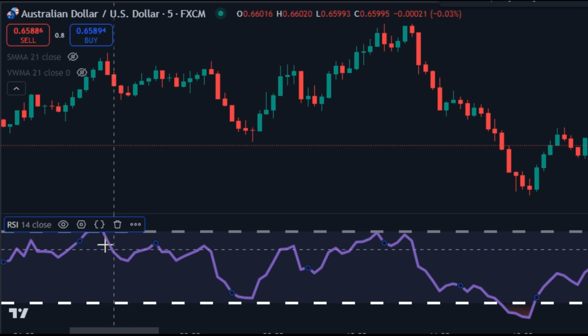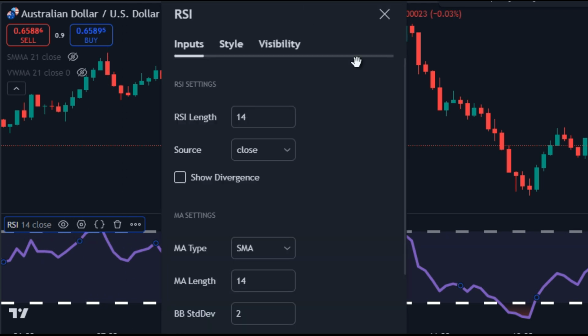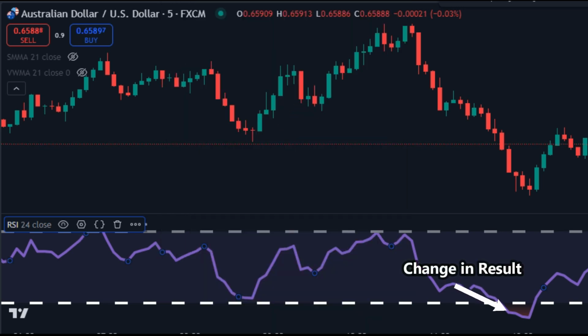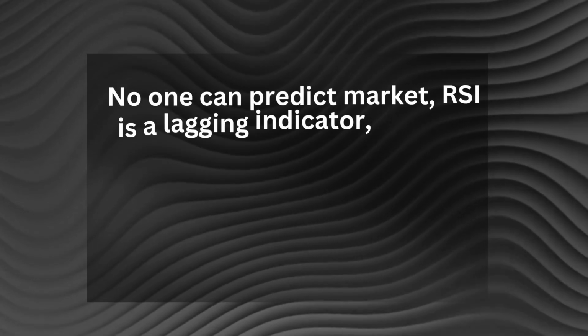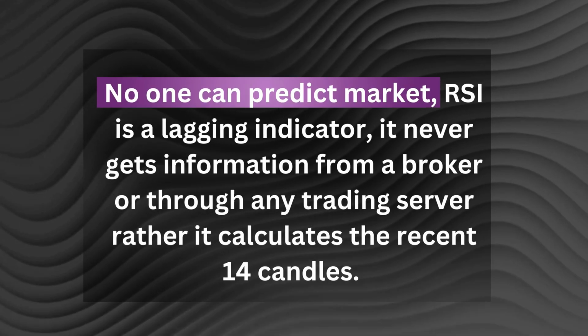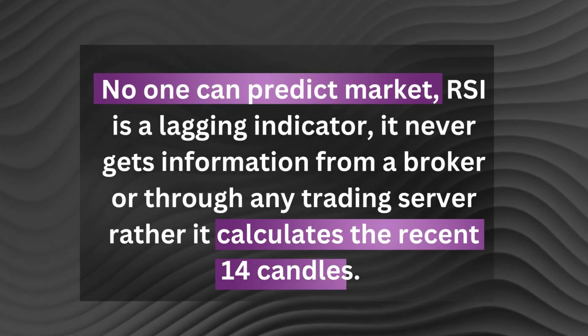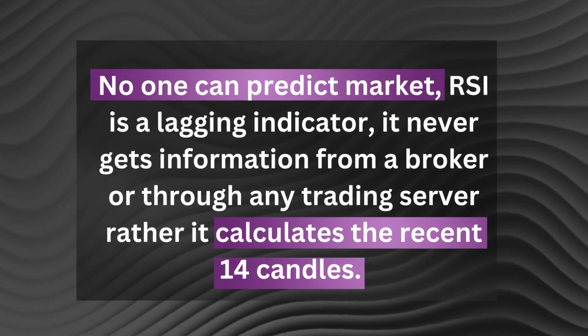That means the range of relative strength can be based on any number of candles. For example, if you change it to 24, the RSI will change its result as well. Hence, no indicator can predict the market. RSI is a lagging indicator. It never gets information from a broker or any trading server. Rather, it calculates the recent 14 candles.